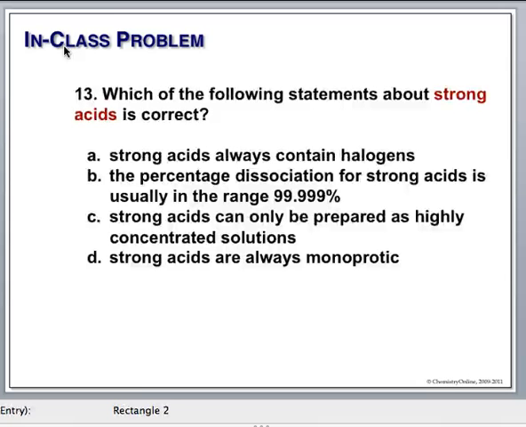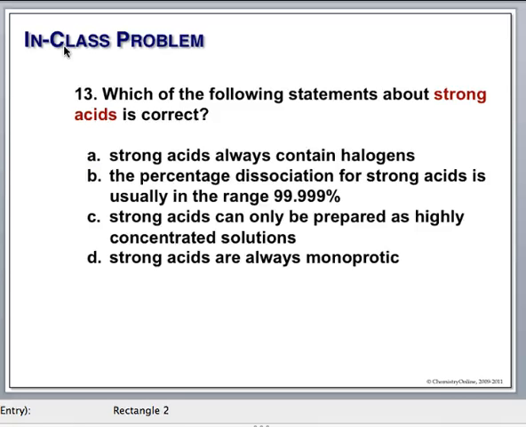What can we say about strong acids? Do strong acids always contain halogens? No, sulfuric acid is pretty strong, right? Percentage dissociation is usually in the range of 99.999. What makes it strong? It dissociates completely, doesn't it? Strong acids can only be prepared in concentrated solution. Well, that's silly. And they're always monoprotic. Oh no, think about sulfur.